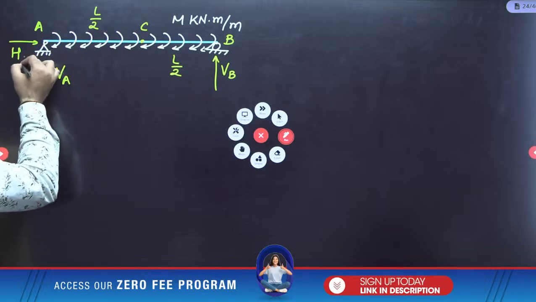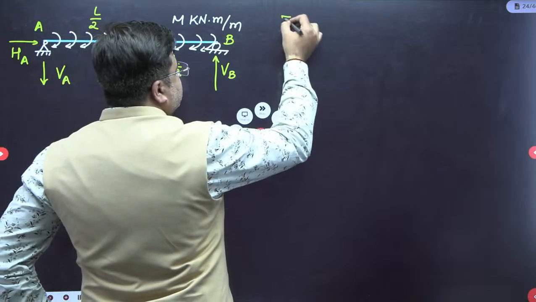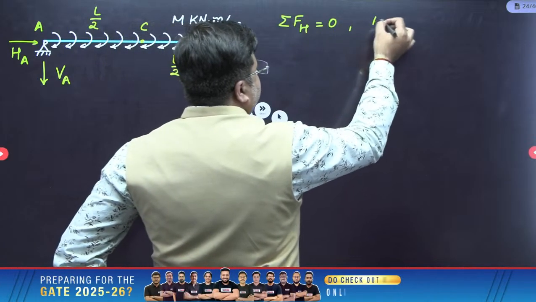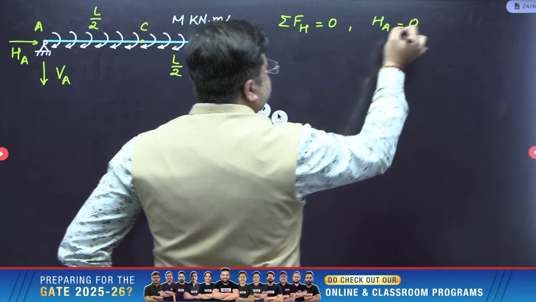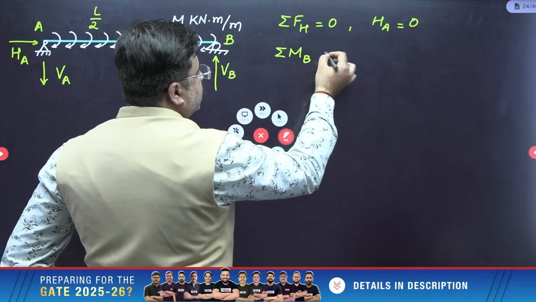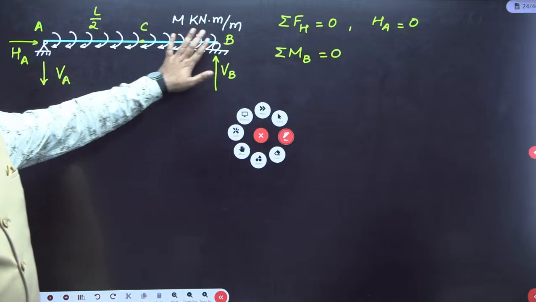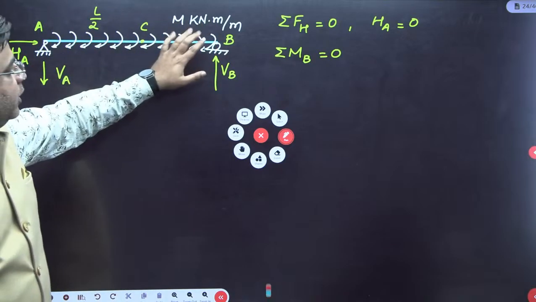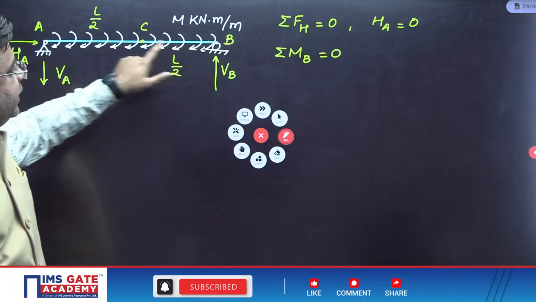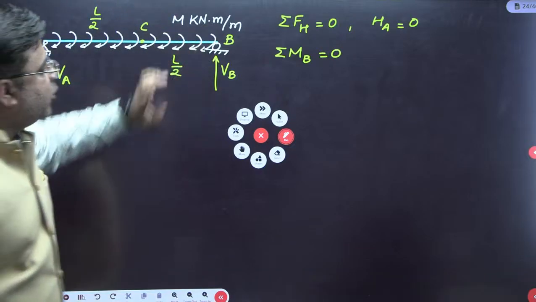So this is how I have figured out the direction of the support reactions, and this is your HA, which is of no use. For calculating support reactions, summation of horizontal forces equals 0, therefore HA is equal to 0. Now second, you can write summation of moment about B equal to 0. When you write summation of moment about B, observe the left side, this entire beam. What is the total moment? This total moment is M into L, and this total moment is acting in the clockwise direction about point B.